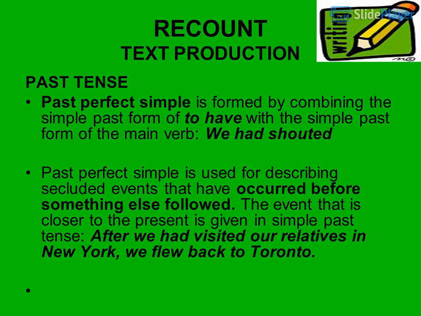Recount text production. Past tense. Past perfect simple is formed by combining the simple past form of to have with the past participle of the main verb, we had shouted. Past perfect simple is used for describing isolated events that have occurred before something else followed. The event that is closer to the present is given in simple past tense. After we had visited our relatives in New York, we flew back to Toronto.